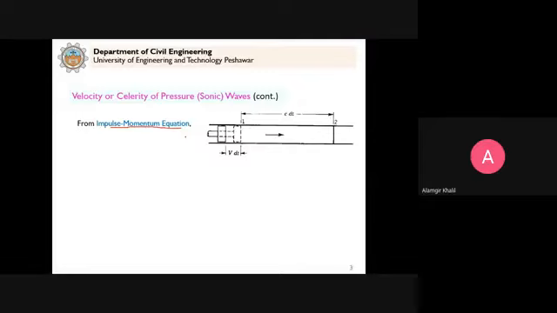And whenever we are interested in calculating forces, then we have to use this impulse momentum equation. This is nothing but an application of Newton's second law. From Newton's second law, we say that F is equal to ma. This is Newton's second law. Now this acceleration can be written as the rate of change of velocity, so we can write dv by dt.